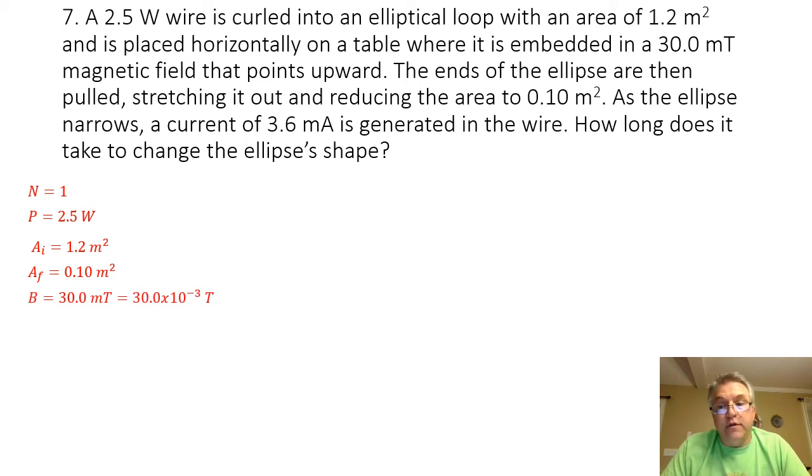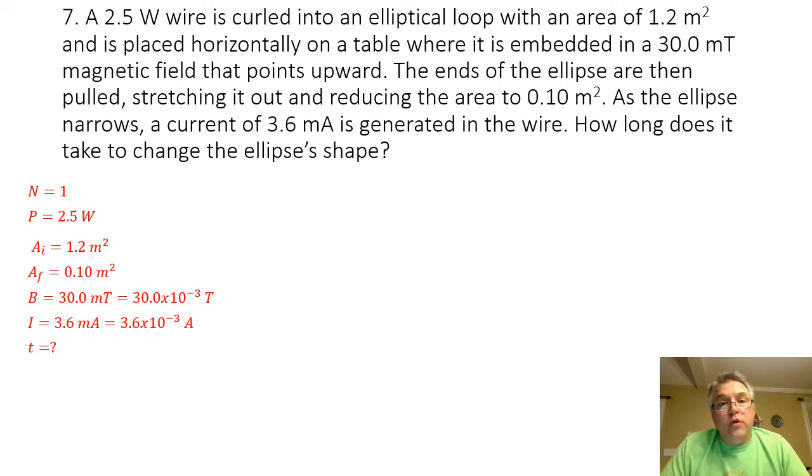So I have to convert that to Tesla. That's 30.0 times 10 to the minus third Tesla. The current that is generated in the wire is 3.6 milliamps. Again, we have to convert that to amps, so that's 3.6 times 10 to the minus third amps. And we're trying to find the time.